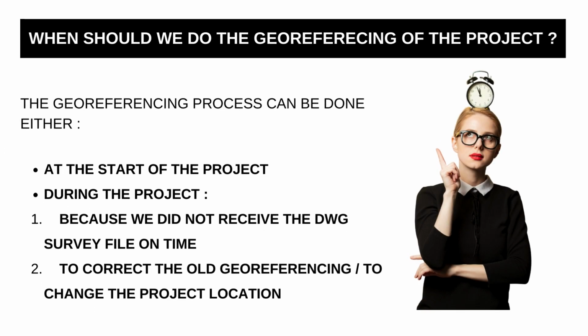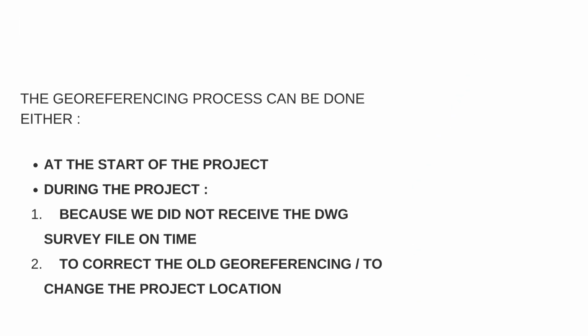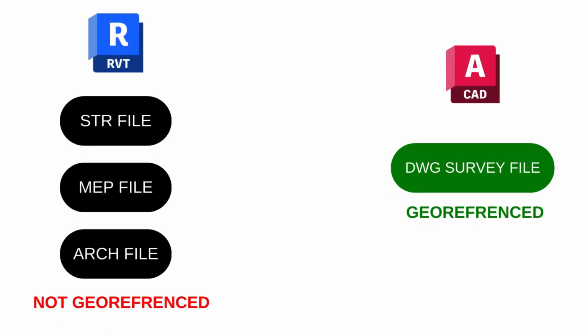Before starting our tutorial, let's know together, when should we do the georeferencing of the project? In fact, it can be done either at the start of the project or during the project, because we did not receive the DWG survey file on time, or to correct the old georeferencing, or to change the project location. To make our Revit project georeferenced, we need to have a georeferenced DWG survey file. To make it easy for you, during the videos, we will represent the georeferenced model or file in green and the non-georeferenced in black.